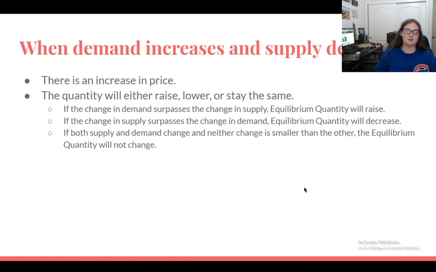Okay, now we're getting into a little more complicated territory. When demand increases and supply decreases, there's an increase in price. The quantity will either rise, lower, or stay the same. If the change in demand surpasses the change in supply, equilibrium quantity will rise. But if the change in supply surpasses the change in demand, equilibrium quantity will decrease.